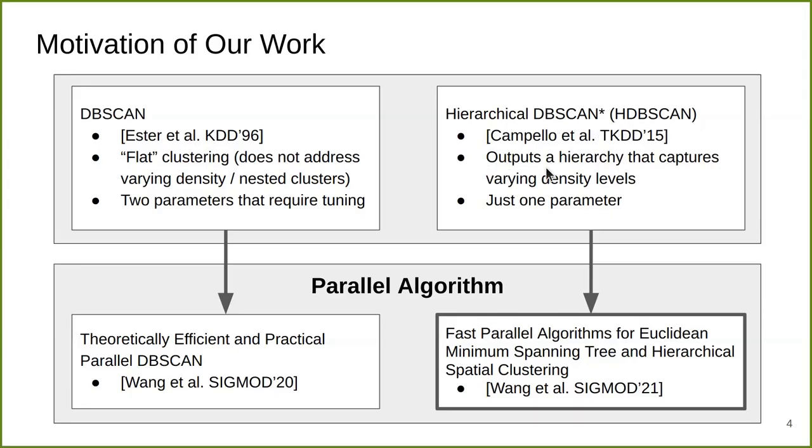This algorithm outputs a hierarchy that captures varying density levels. The flat clustering that can be extracted from this hierarchy closely resembles that of DBSCAN, so they call it DBSCAN star. This algorithm only requires one parameter, which requires less tuning. Our work focuses on parallel algorithms. In 2020, we designed theoretically efficient and practical parallel DBSCAN algorithms. And for this talk and this paper, we focus on parallel algorithms for HDBSCAN.